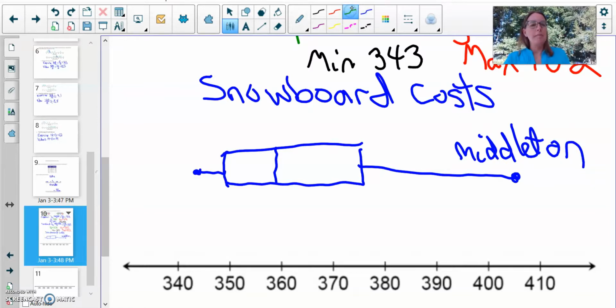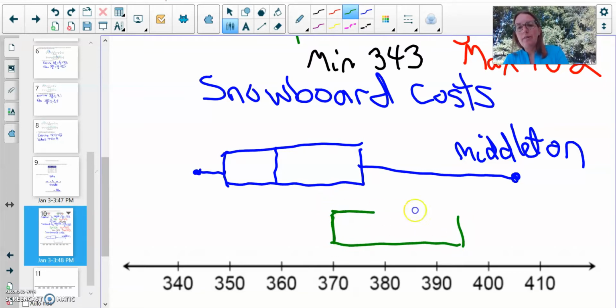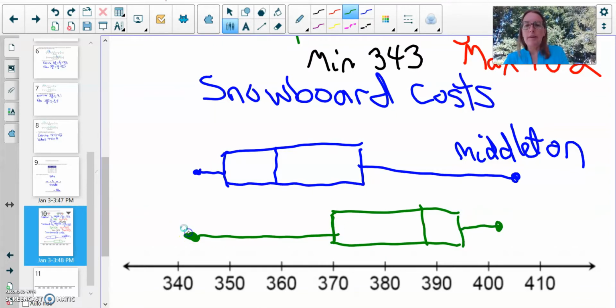And I'm going to label that Middleton. Okay, and then I'm going to do the same thing for Snowboard Central. So their first quartile was 370, third quartile 395. Draw my box. Median 389. Oh, for the minimum I meant 343, and maximum 402. And I'm going to label this Snowboard Central.